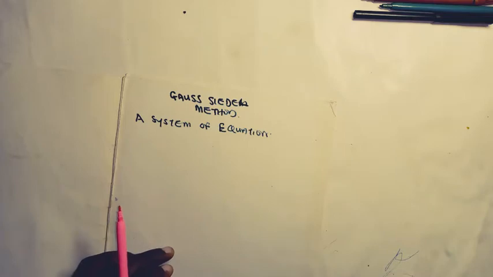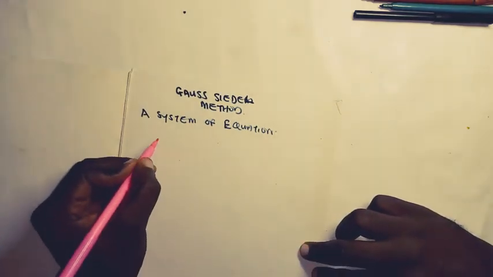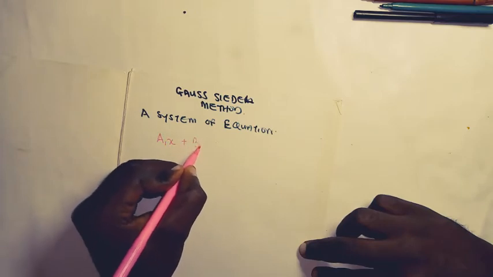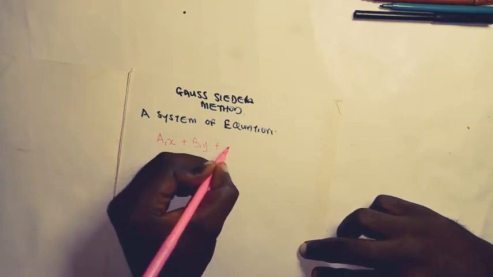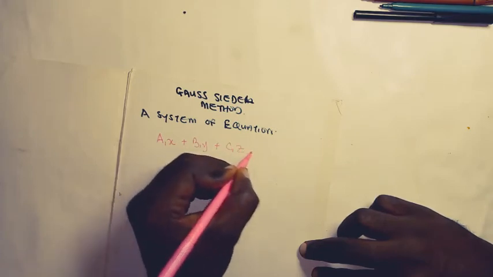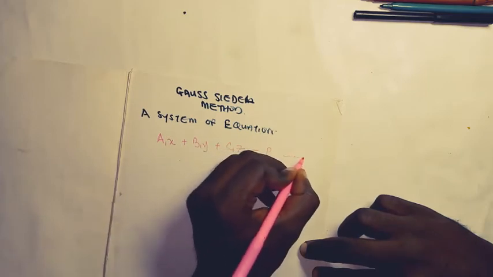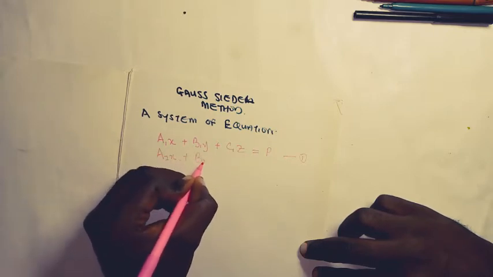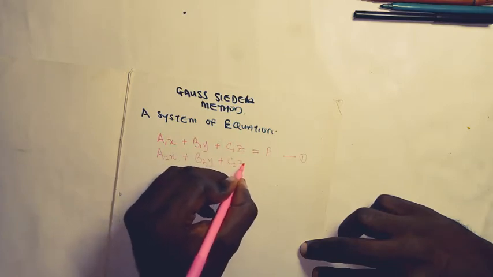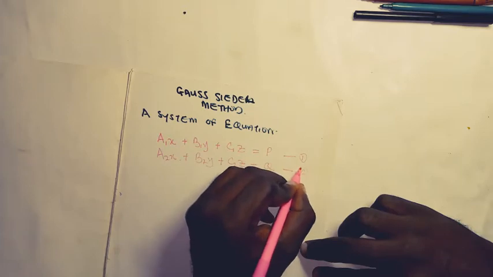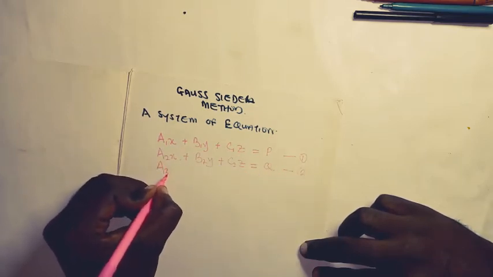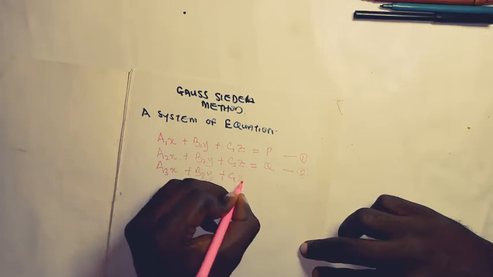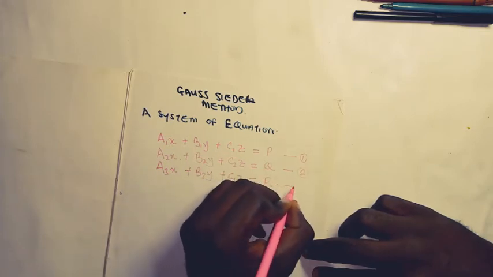Now, the Gauss-Seidel method formula goes thus. Suppose we have three equations: a1x plus b1y plus c1z equals p as our first equation, and we have a2x plus b2y plus c2z equals q as our second equation, and then we have a3x plus b3y plus c3z equals r as our third equation.